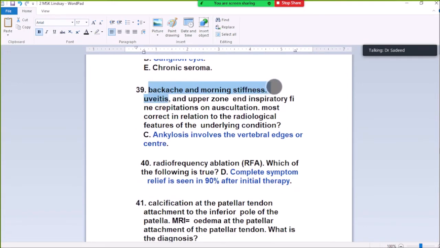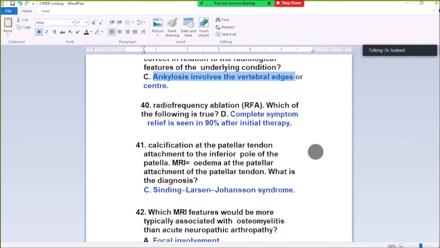39. Back ache and morning stiffness, uveitis, and upper zone fine crepitations on auscultation. Most correct in relation to the neurological feature of the underlying condition. These are features of ankylosing spondylitis. Ankylosing spondylitis involves the vertebral edges or the center?